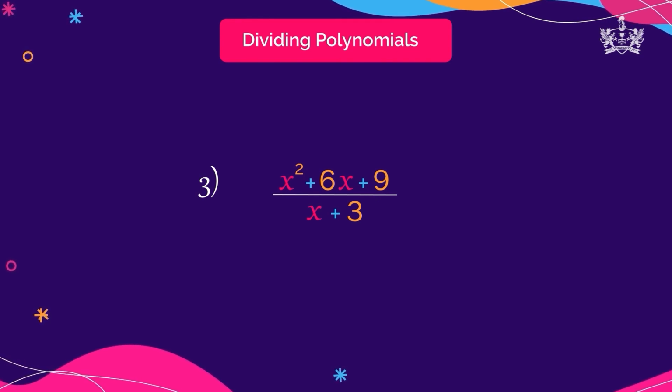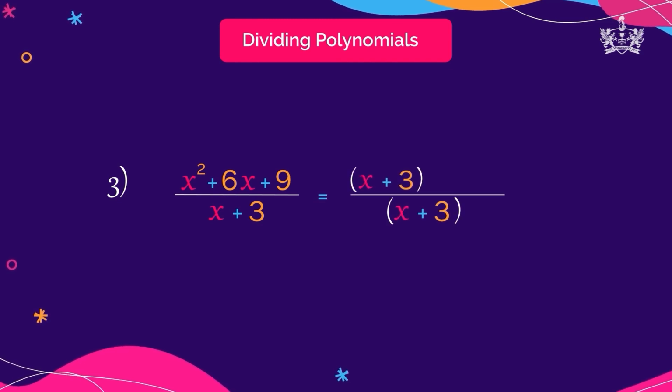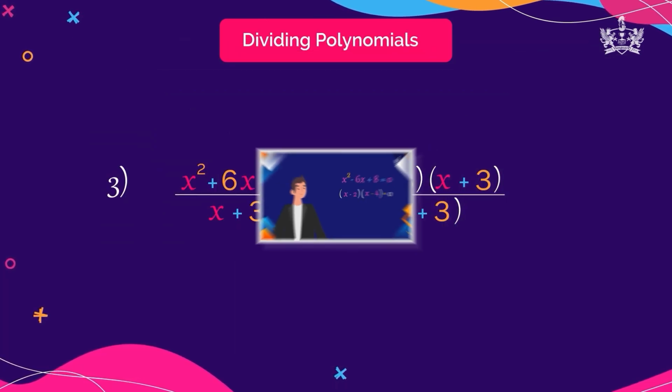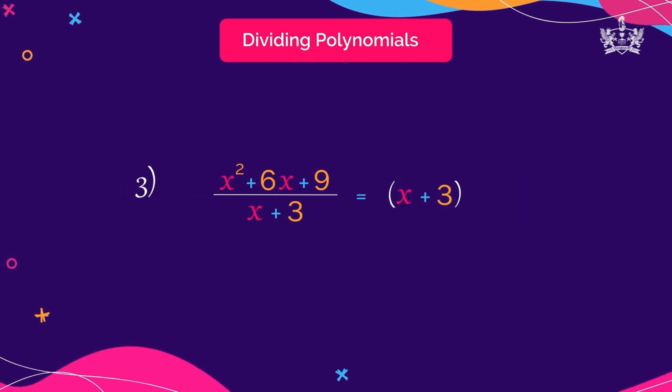The easiest way is to recognize that the numerator can be factored to x plus 3 times x plus 3. See our video on factoring trinomials for a deeper explanation. So here, once we have that new numerator, we can just cancel it out with the x plus 3 in the denominator. And we are left with x plus 3 as the answer.